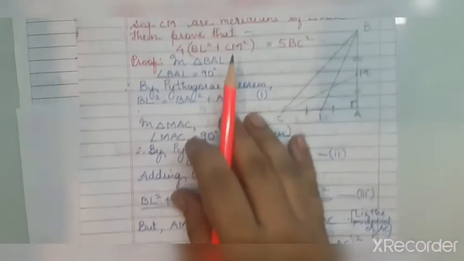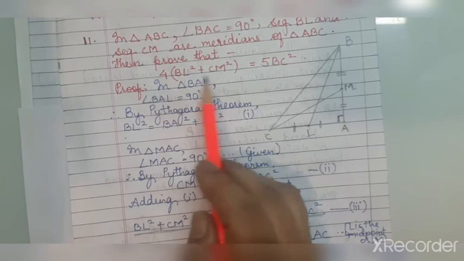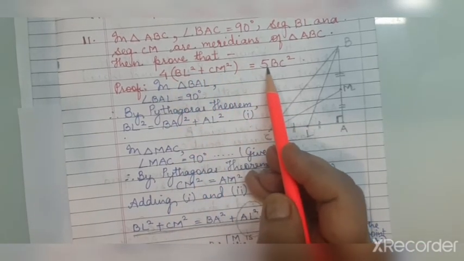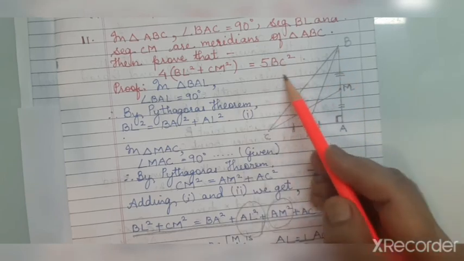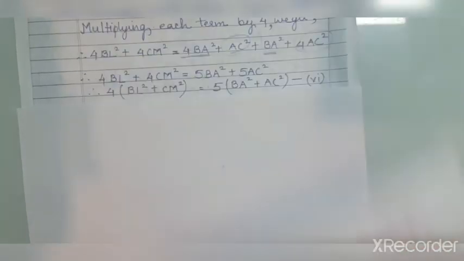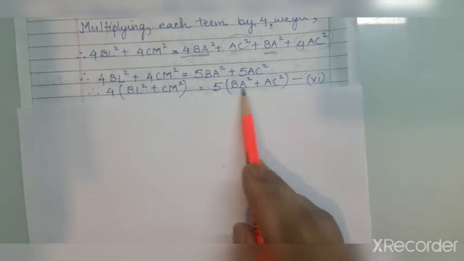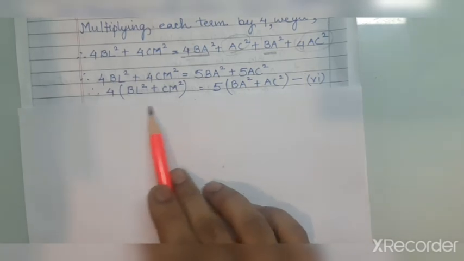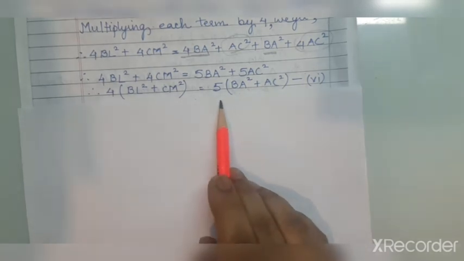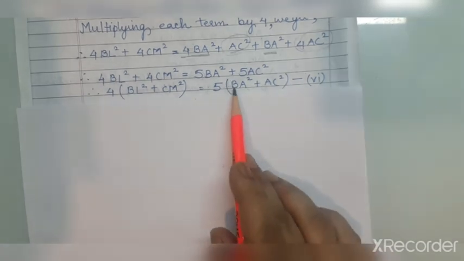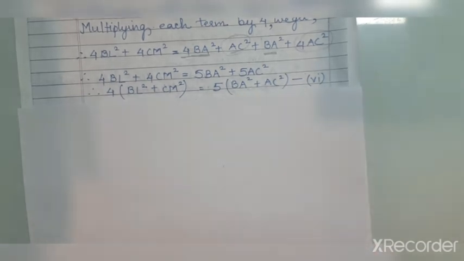What is asked to find? This particular thing. Correct? So, we have got 5 outside the bracket, but we have not got BC square. So, how to get this BA square plus AC square as BC square? Left hand side we have achieved, 5 also we have got. Now, we have to remove this particular bracket and we have to put only BC square. So, how is it possible?